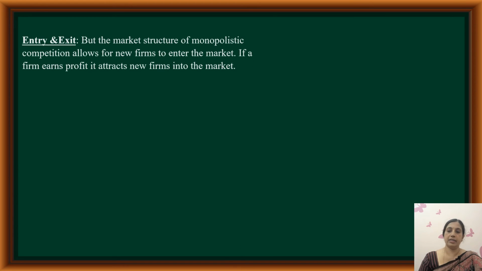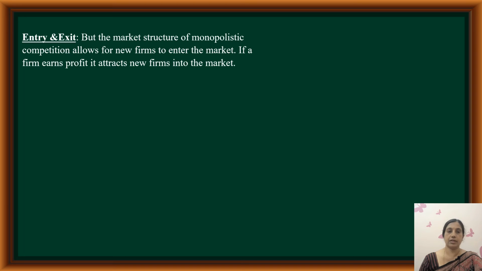The last one is free entry and exit of firms. Under monopolistic competition, like perfect competition, new firms can enter the market and existing firms can quit the market. There won't be any restriction on entry and exit. So like perfect competition, there will be free entry and exit of firms. When the existing firms are earning supernormal profit, it will attract new firms into the market.